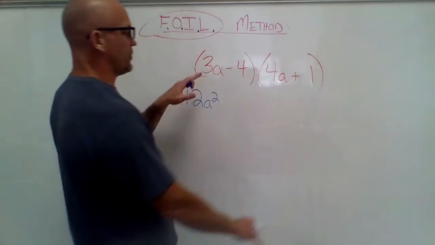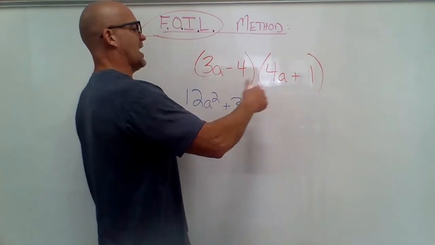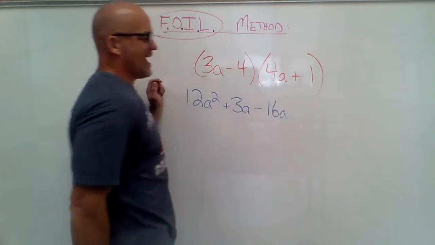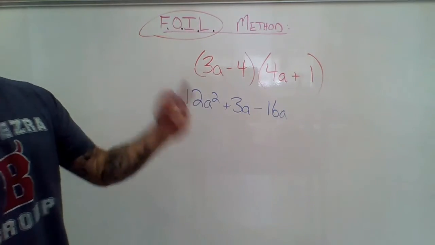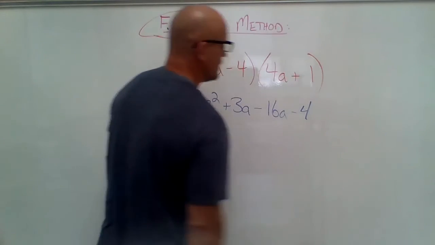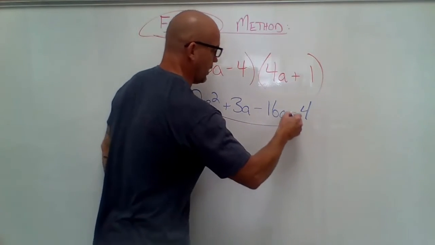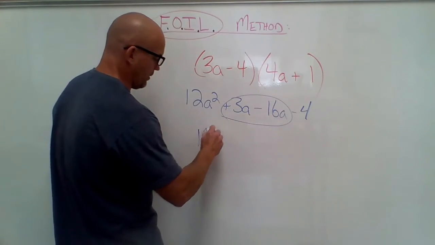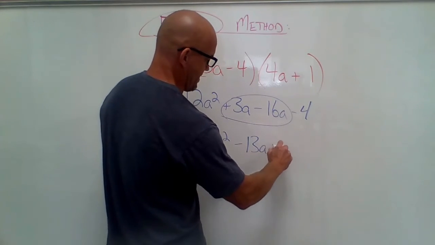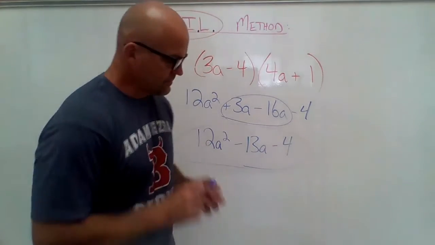Outermost, outside, 3a and 1 is just 3a. Inside, negative 4 and 4a is negative 16a. And last but not least, the last terms, negative 4 times 1 is negative 4. So again, double check, look for your like terms. I do have my like terms in the middle again. And I'm looking at 12a squared minus 13a minus 4. So if you did that on your own, hopefully you got that.